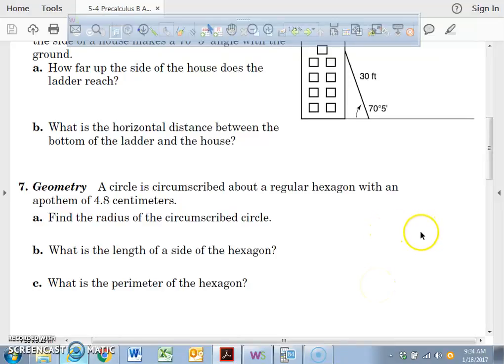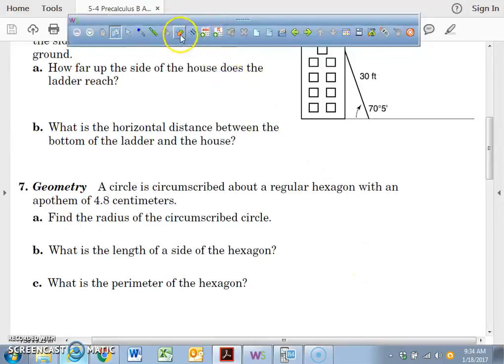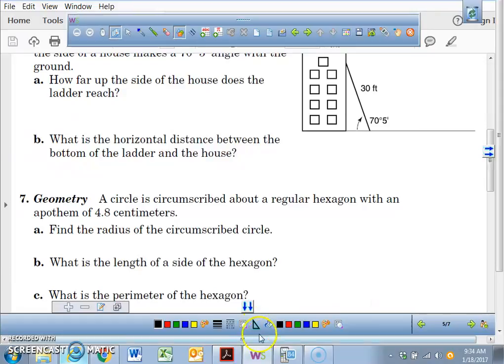Going to be working on is we're going to continue to work on applying trig functions. All right, on problem number 7, they have not given us a picture, so we need to create a picture to go with the problem. All right, so the very first thing I would like you to do, to the best of your ability, I simply want you to draw a circle.